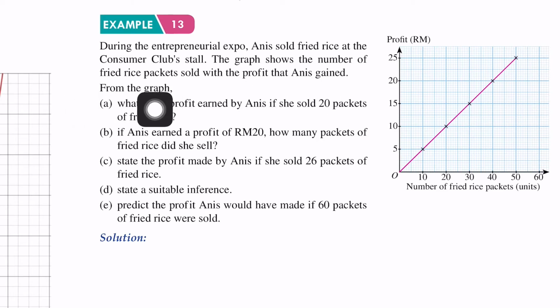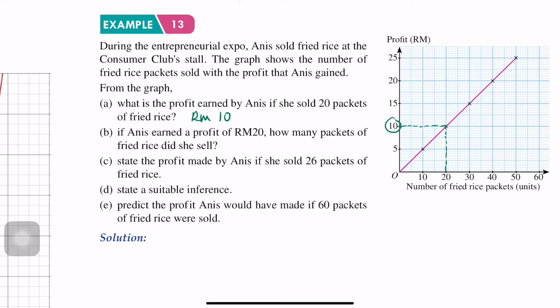Okay, so from the graph, what is the profit earned by Anis if she sold 20 packets of fried rice? So this is the number of packets. So this is the profit. Okay, so when she sold 20 packets, let's do the same thing. 20, dot dot dot until you reach the line, bring it forward to the y-axis, so you get 10. So we know that the profit is RM10.